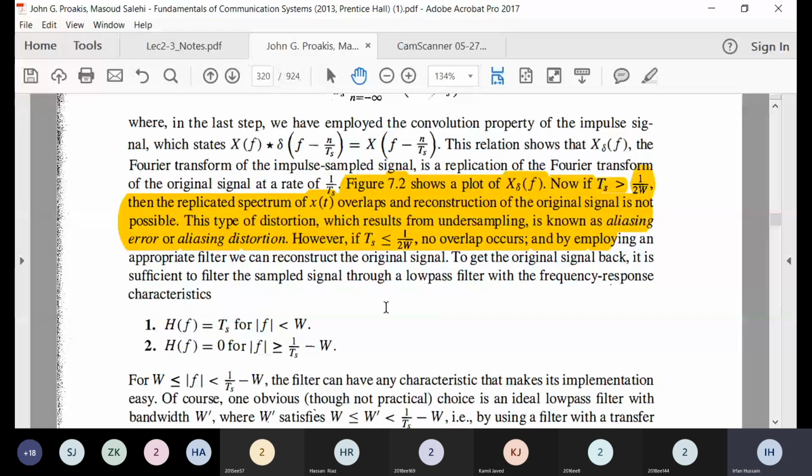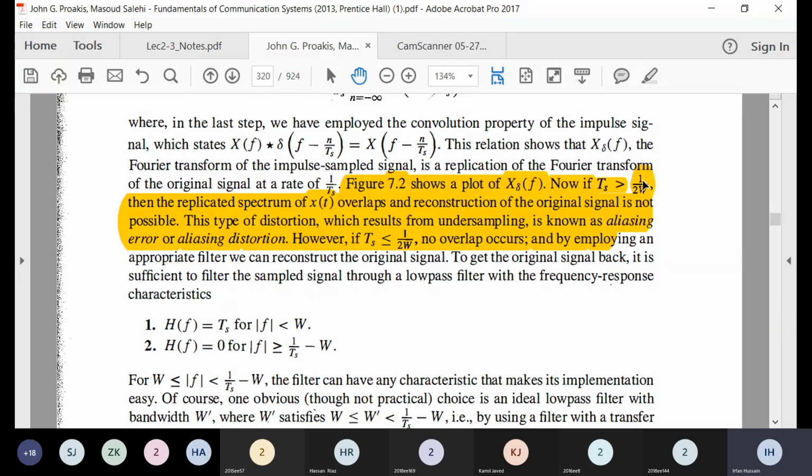Acha. Here, we have seen this plot, that the Fourier transform of the impulse sampled signal is actually the replication of the Fourier transform of the original signal at fs, or at 1 over Ts, and we have seen this plot.